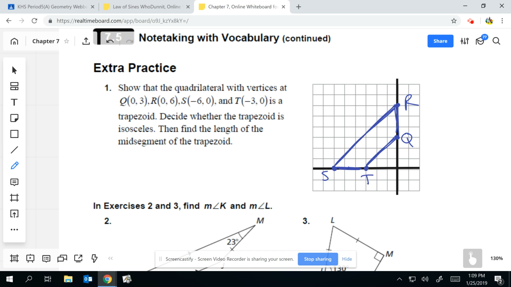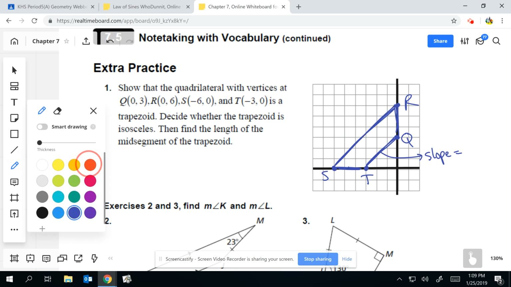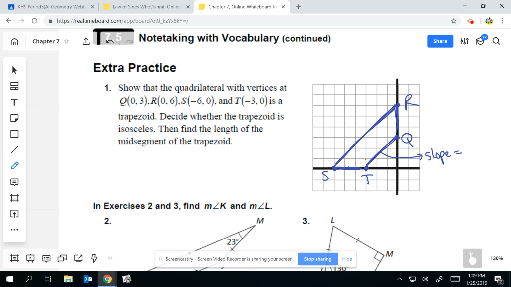How do I prove it's a trapezoid? Well, I have to prove they're parallel. So we need to find the slope of each line. If I go to red here for a second so you can see the slope, you go rise 3 and you go run 3. So the slope is 3 over 3. If I go 3 over 3 here, 1, 2, 3, 1, 2, 3, it should still be on the line. So the slope of this one is 3 over 3, which equals 1.